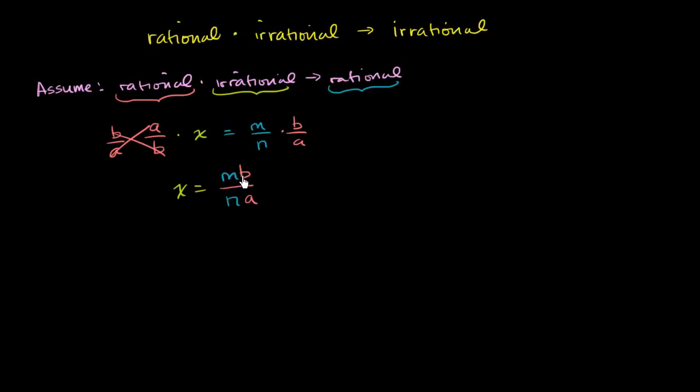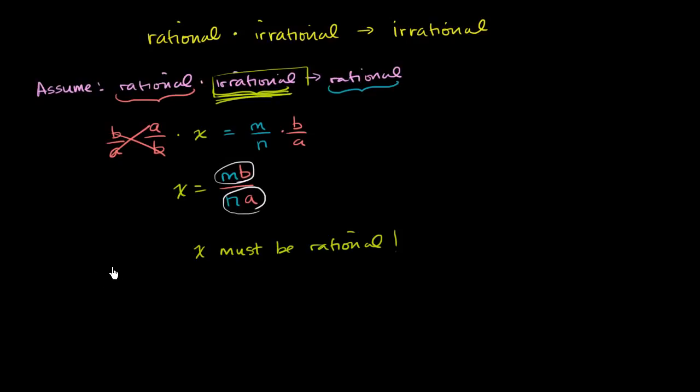Well, m is an integer, b is an integer, so this whole numerator is an integer. And then this whole denominator is some integer. So right over here, I have a ratio of two integers. So I've just expressed what we assumed to be an irrational number as the ratio of two integers. So now we have x must be rational. And that is our contradiction because we assumed that x is irrational.